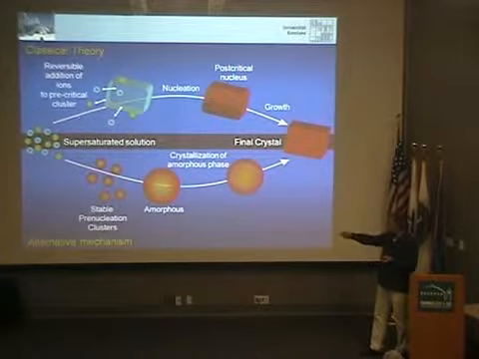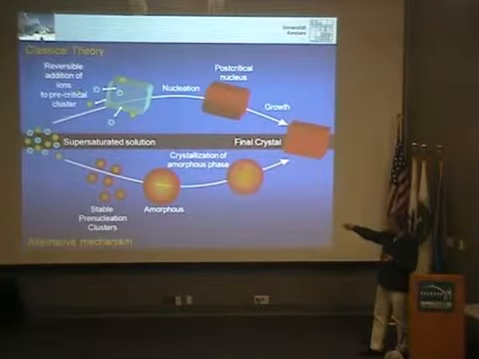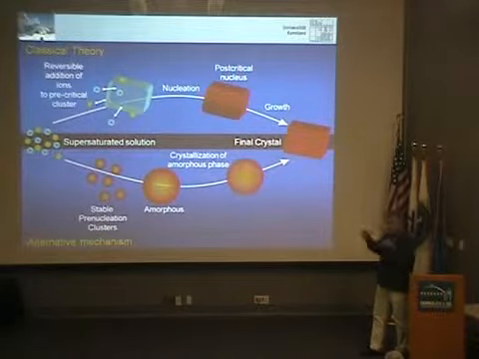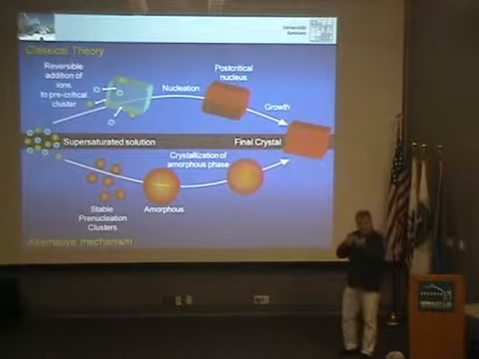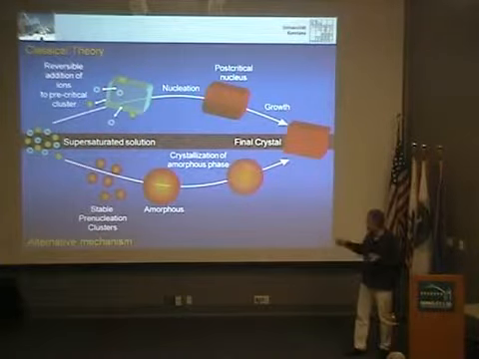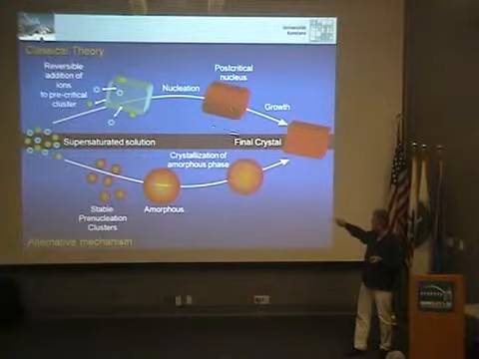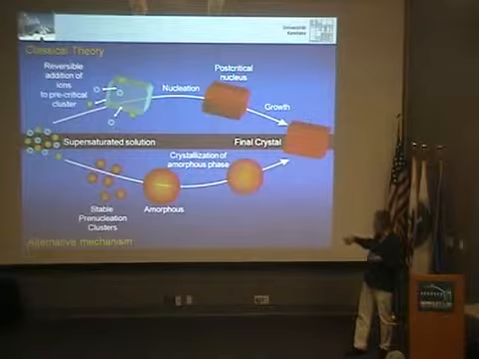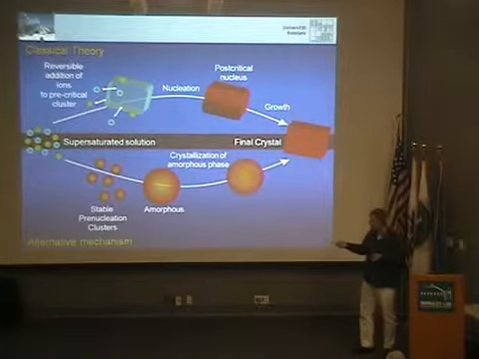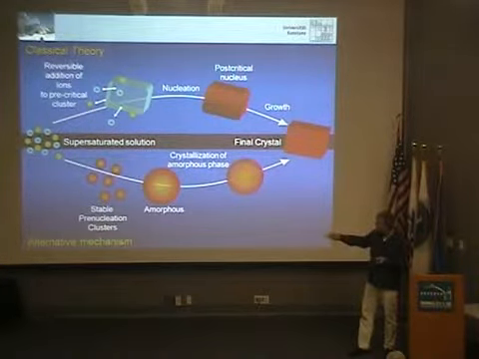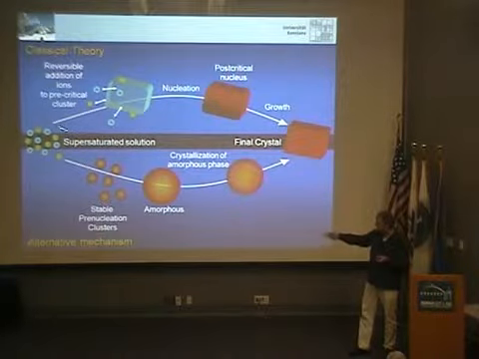So we start from a supersaturated solution, and in the classical pathway, you would form ion aggregates, and as long as they don't reach the critical size, they will fall apart because the surface energy is higher than the bulk energy win. And only if they exceed the critical size, they will form a post-critical nucleus, which then further grows to the final crystal.